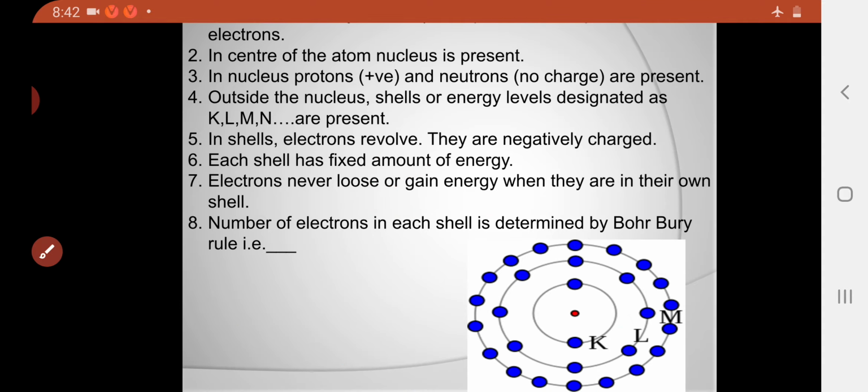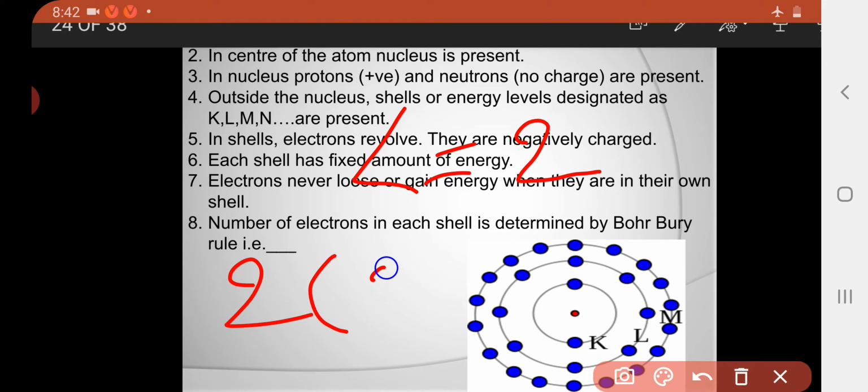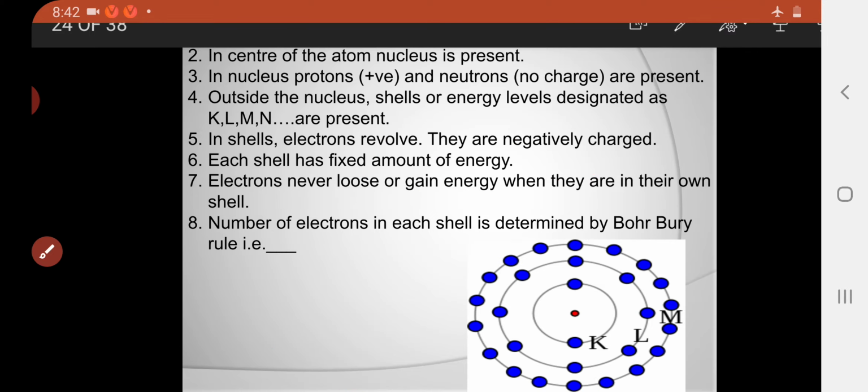If you take the L shell, which is the second shell, then put 2 in place of n. 2 squared is 4, and 2 fours are 8. So totally how many electrons will be filled in the second shell? There are 8 electrons, right?